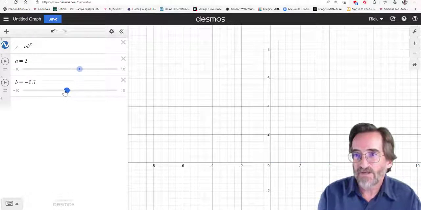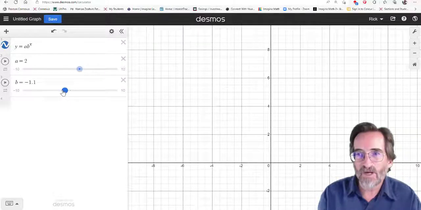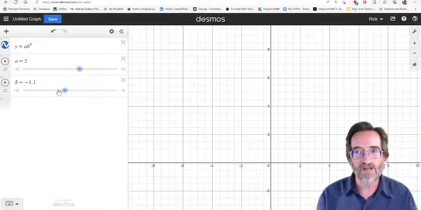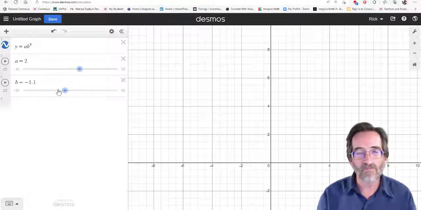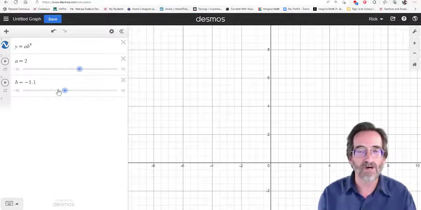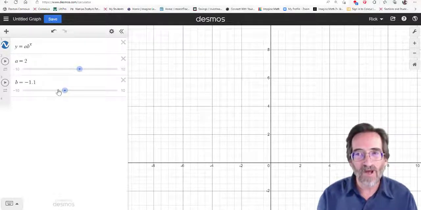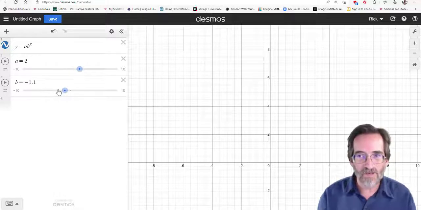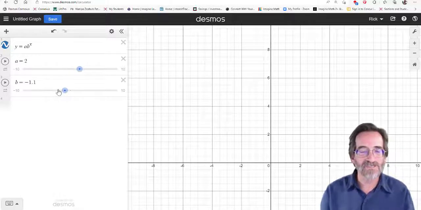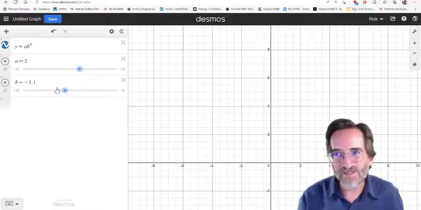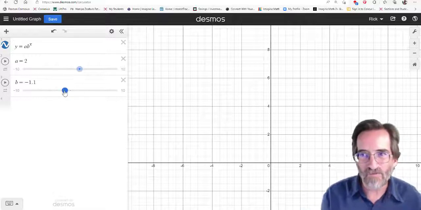And when b is negative, we get all kinds of problems because when you raise a negative to an even power, you get a positive answer. When you raise a negative to an odd power, you get a negative number. And when you raise it to a decimal power, who knows what happens? Right? So it gets so chaotic that it really can't be calculated.